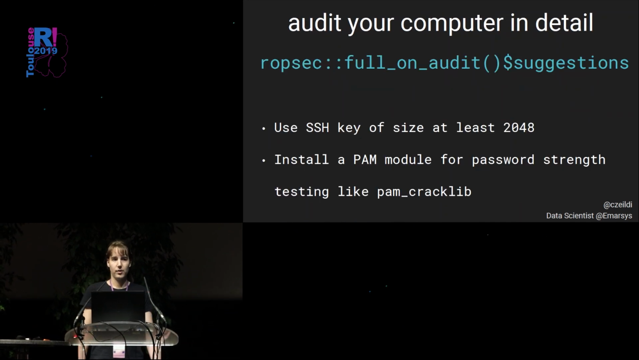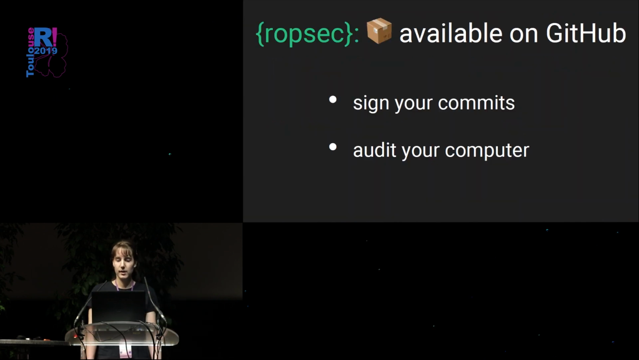Another function that the rapsec package provides is a list of suggestions on how to improve your security, for example, what the length of your key should be for secure shell connections. So in these few minutes, I introduced the rapsec package, which is already available on GitHub. Its two main functionalities are signing your commits and auditing your computer. I encourage you to try it out and report any issues you find. Thank you for your attention.